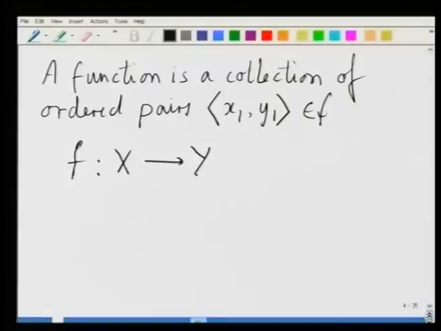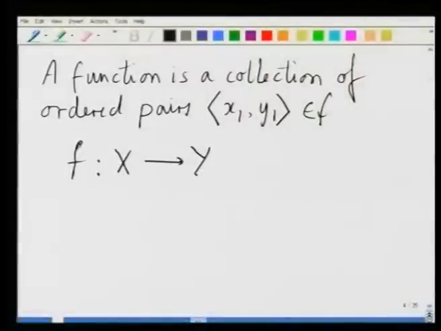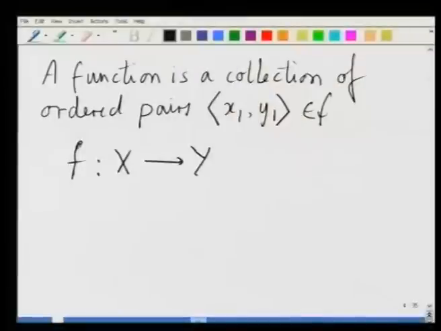All right. Now, it cannot however be any kind of set of ordered pairs. F has to satisfy certain properties, and the properties are as follows. Remember that F is a collection of ordered pairs. The first element of the ordered pair is an element of the set x, the second member of each ordered pair is an element of set y. Now, any particular element of the set x can appear in only one ordered pair. That is an important property of a function.